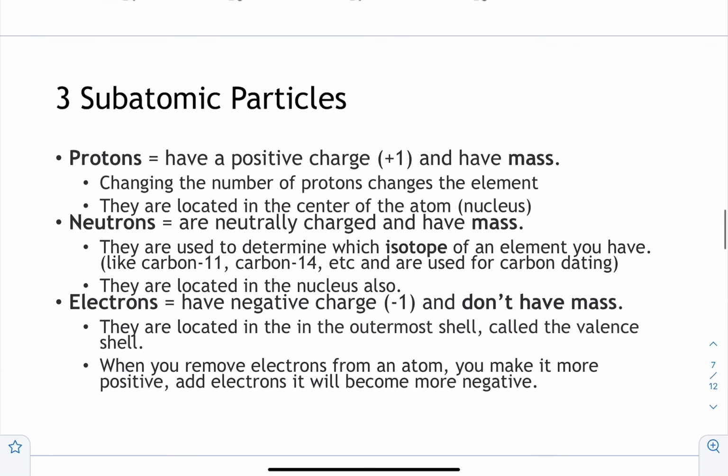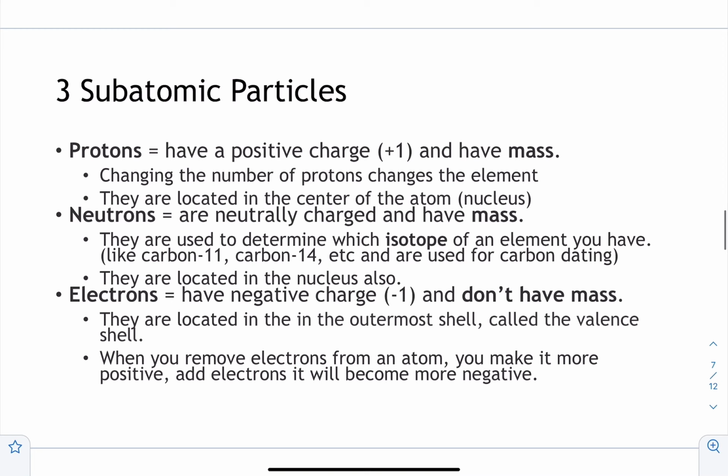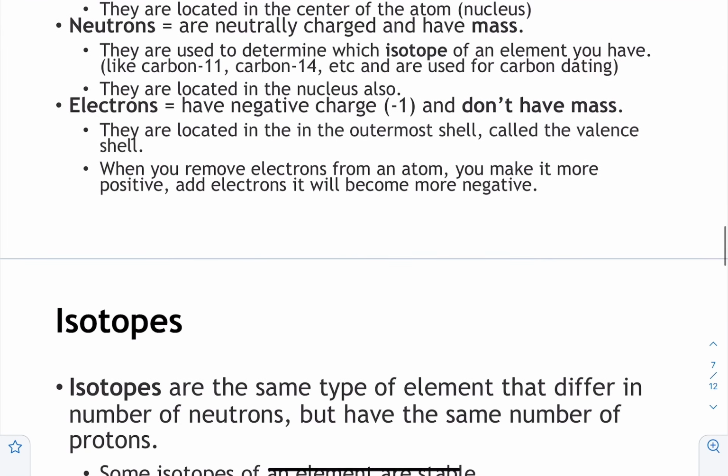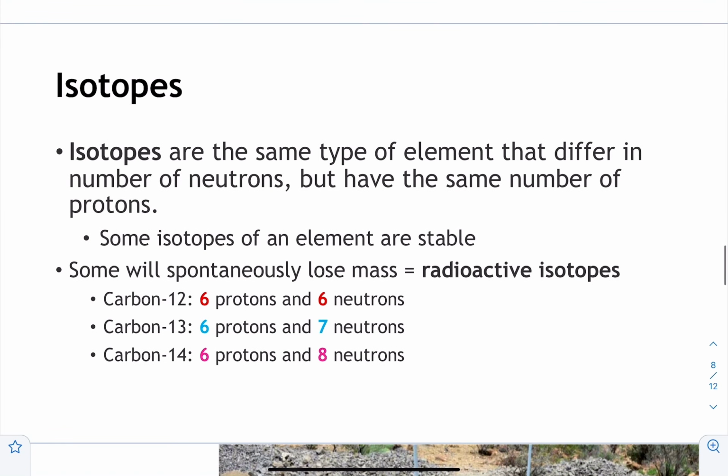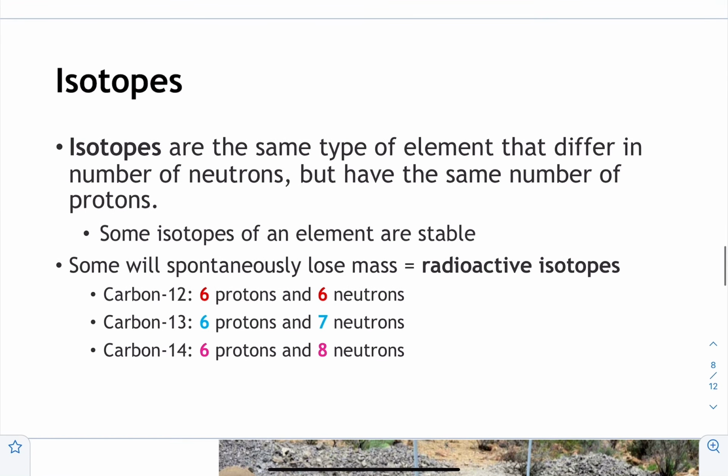Now for my class, they can go ahead and pause here and read this summary of what I just explained. And then now isotopes.